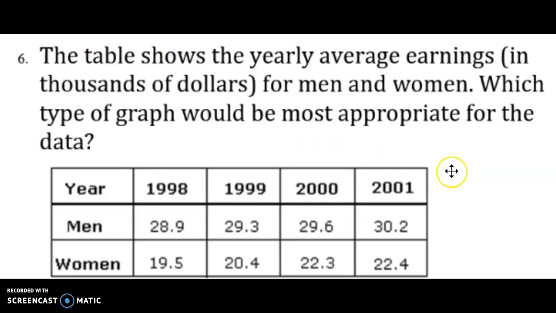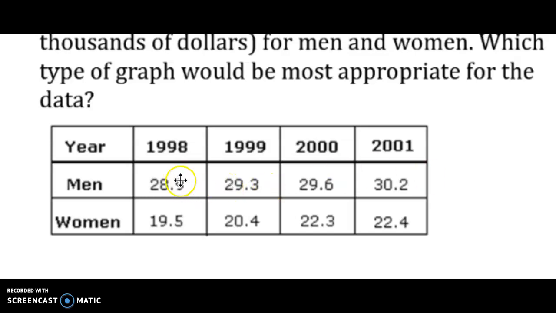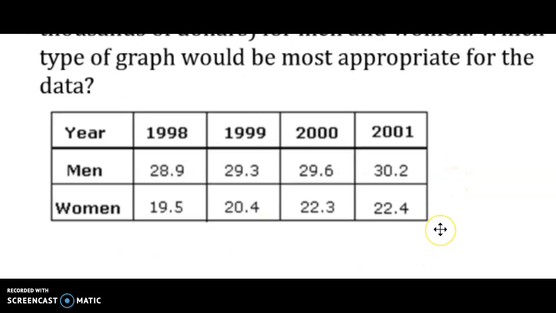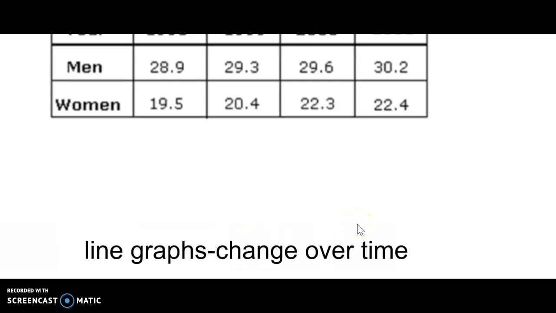Last one. This table shows the yearly average earnings of men and women. Which type of graph would be the most appropriate? So we have for 4 years the men's average earnings and then women's average earnings. Go ahead and pause. Okay, this will be our last question, and the correct answer would be a line graph showing change over time, comparing men and women and their earnings. And this one would actually have two lines, one line for the men and one line for the women.